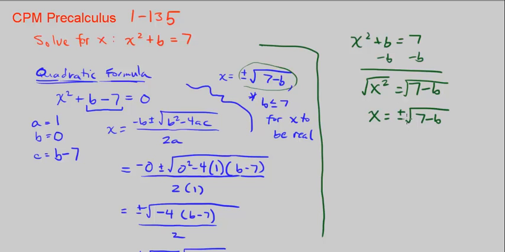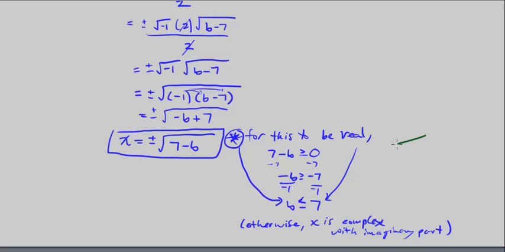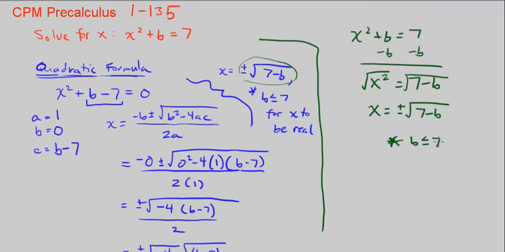And then also, we know since we're doing the square root, we have the same asterisk, right? Important. B has to be less than or equal to 7. And if you forgot why, go check over here, right? For it to be real, what's under the square root has to be greater than or equal to 0. And we just solved that for b. B has to be less than or equal to 7 for x to be real.